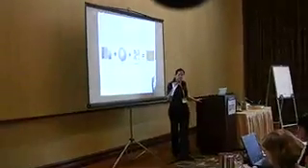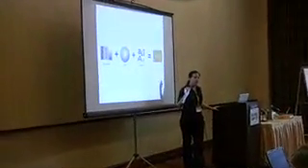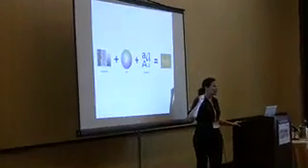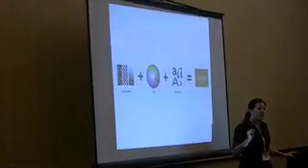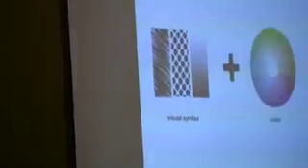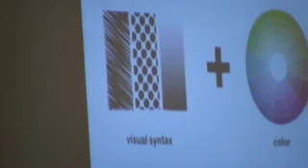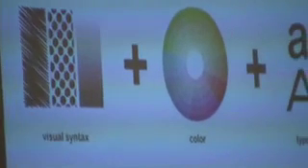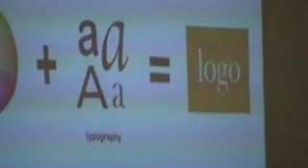So a logo is the part of your identity that is what you would think of as a little mark, a little logo. It's the Nike swoosh, or it's the Coca-Cola little emblem. It's very powerful, and it actually has a lot of value in the marketplace. A logo is made up of three things: visual syntax, color, and typography. I'm going to go through these and tell you what they are and how that works.